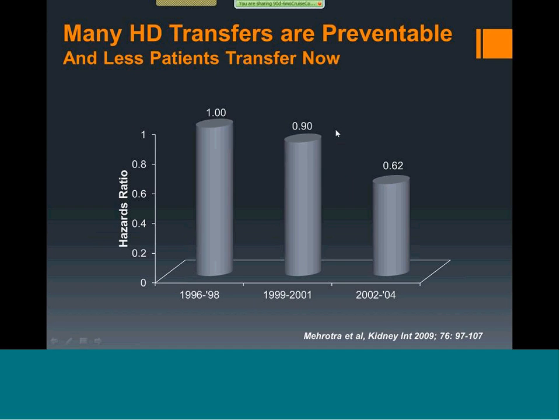And the good news over these past 15 years is that fewer patients need to transfer to hemodialysis than used to. This compares 1996 to 1998, which are old data, to 2002 to 2004. As you can see, there is about 30% less chance of a patient starting PD transferring to hemodialysis, and the outcomes have even gotten better. So we've gotten better at understanding why patients transfer and at keeping patients on treatment, and that has to be the central goal of a successful PD program.